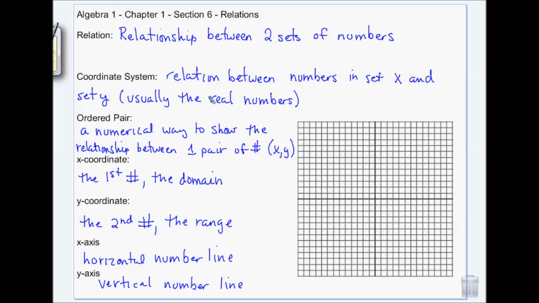Okay. A coordinate system is made up of a relation between numbers in a set x and a set y. Usually that's the real numbers. Usually when we're talking about a coordinate system, we're talking about every real number, but not always.